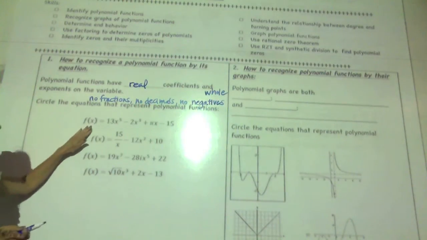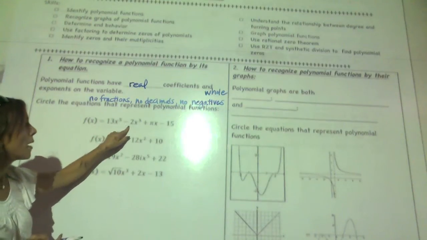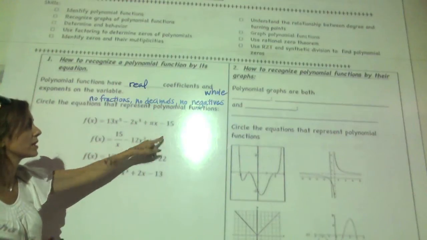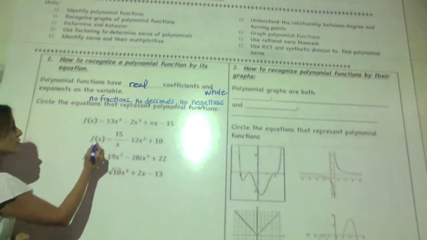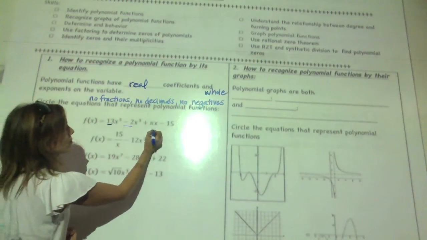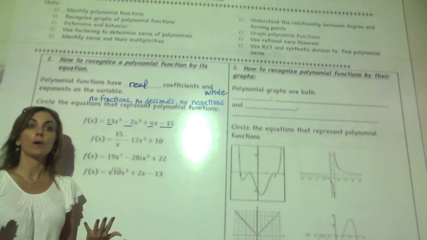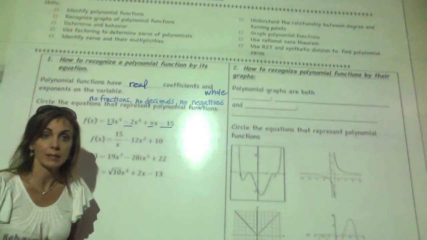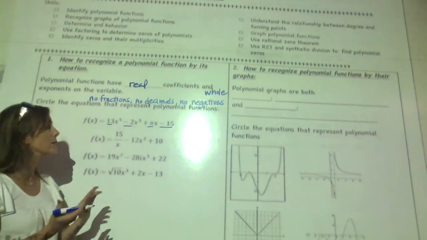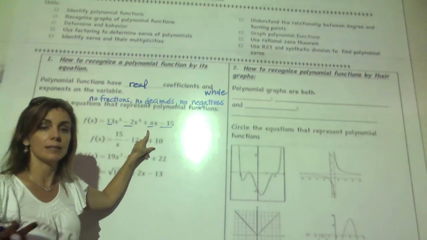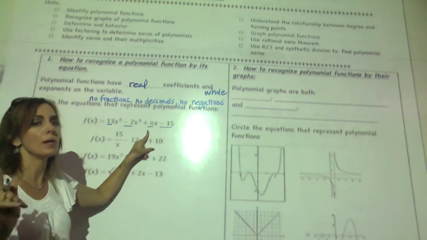First one, f of x is equal to 13x to the fifth minus 2x cubed plus pi x minus 15. First, take a look at your coefficients. 13, negative 2, pi, negative 15. Are they real? Well, do you see any i's up there? No imaginaries? Then they're real. You may be tempted to say pi is not real, but it is. It's irrational, but it's real.